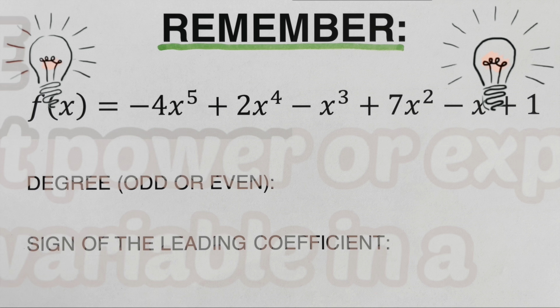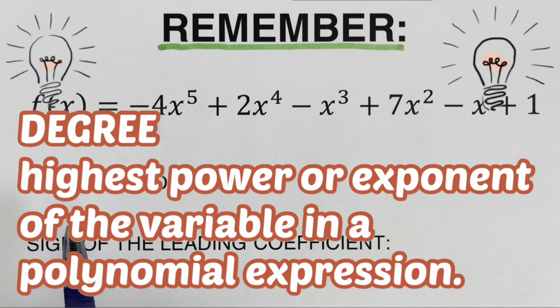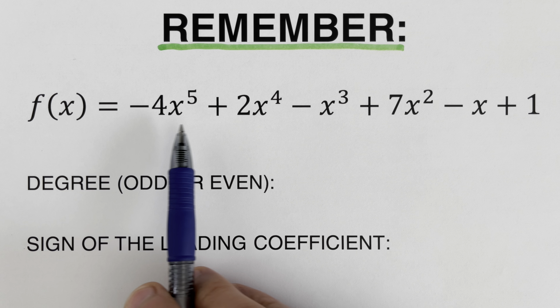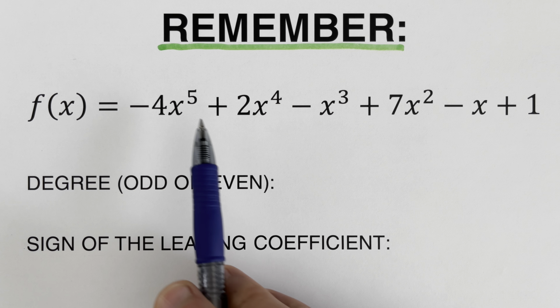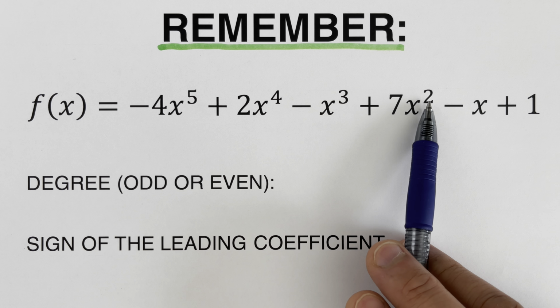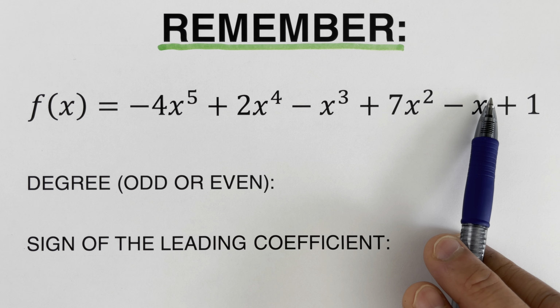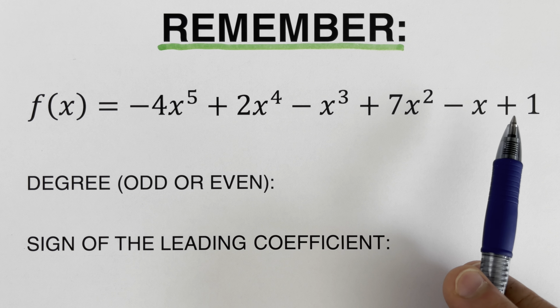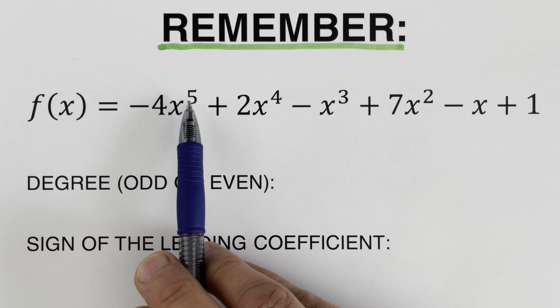We remember that degree is defined as the highest power or exponent of the variable in a polynomial expression. So if we look at this expression that we have right here, the exponents that we have are arranged 5, 4, 3, 2, 1. And so if we look for the degree of this polynomial equation, the highest power or exponent is 5.